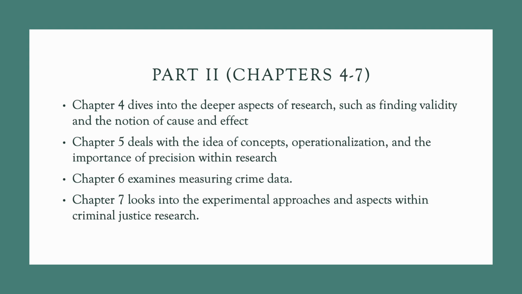Part 2 of this text covers chapters 4 through 7. Chapter 4 specifically dives into the deeper aspects of research, such as finding validity and the notion of cause and effect within a research study. Chapter 5 deals with the idea of concepts, operationalization, and the importance of precision within research. Chapter 6 examines measuring crime data, and Chapter 7 looks into the experimental approaches and the aspects within criminal justice research.